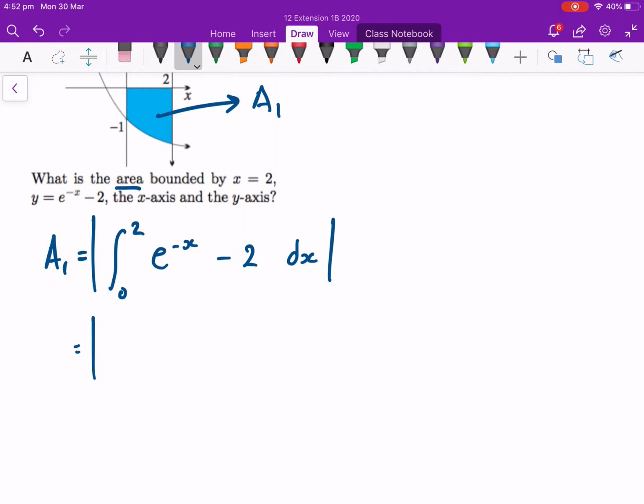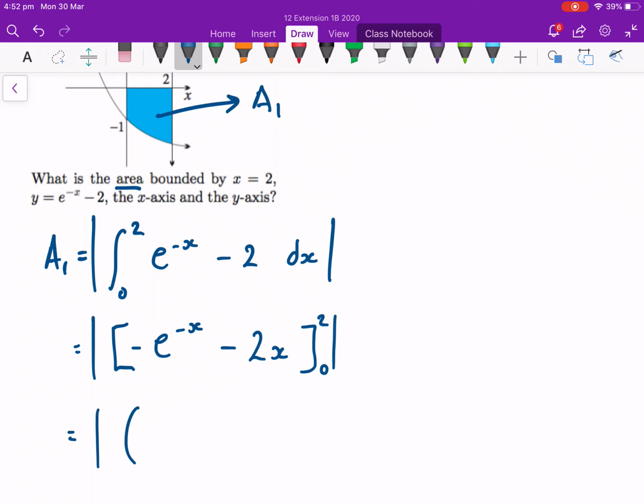So, going through the process of integrating this, if we integrate e to the negative x, we take the differential of negative x, which is minus 1, and divide by that, so we end up with minus e to the negative x minus 2x between 2 and 0, and then we'll go ahead and substitute those values in.